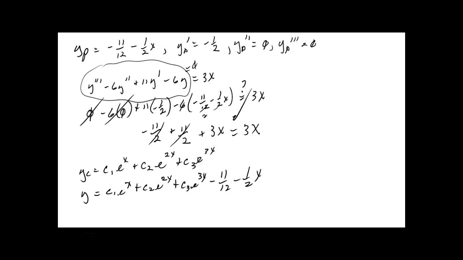Still a third order solution because it has 3 arbitrary constants. Those are not arbitrary constants. So negative 11/12 is not arbitrary. The negative 1/2 is not arbitrary. Those are fixed constants. They're part of the particular solution.